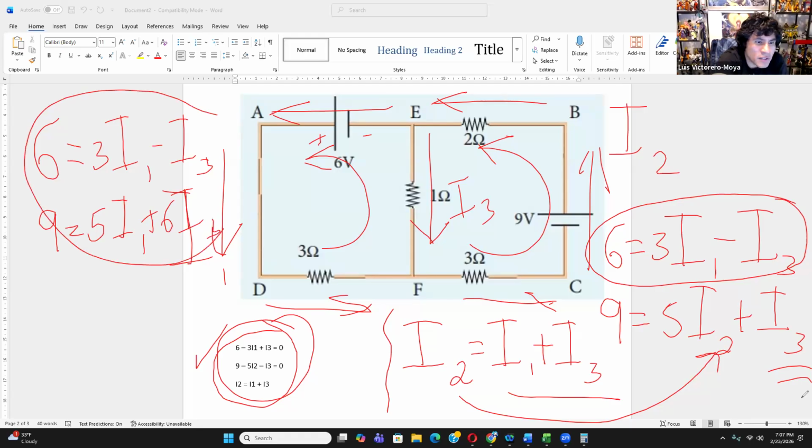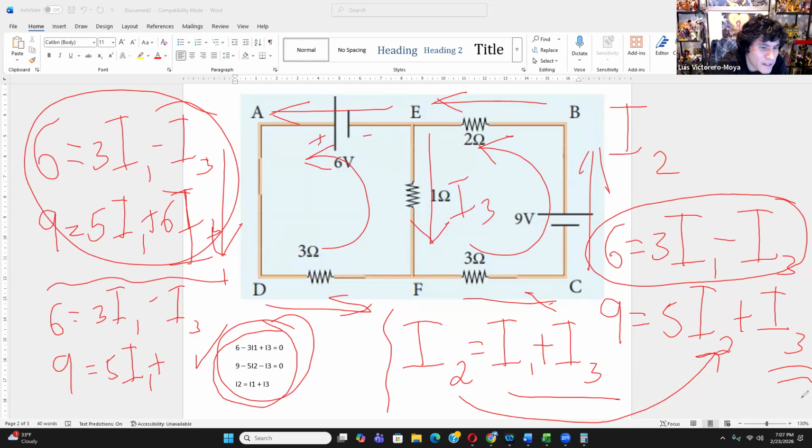plus 6I3. So now I have these equations here. Let's write them properly. 6 equals 3I1 minus I3, and 9 equals 5I1 plus 6I3. Pretty obvious which variable I have to eliminate. I eliminate I3 because it's negative on top and positive on the bottom, so I multiply the first equation by 6. And that's how I got I1 equals 1.6.